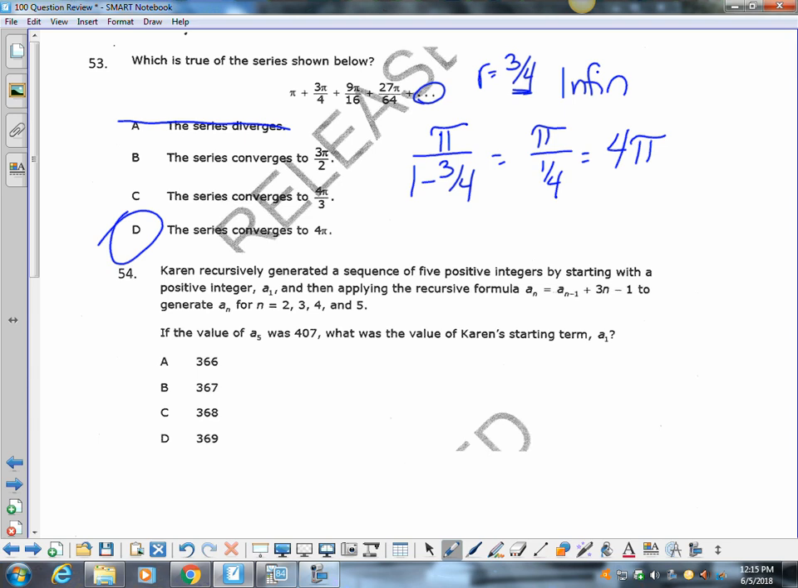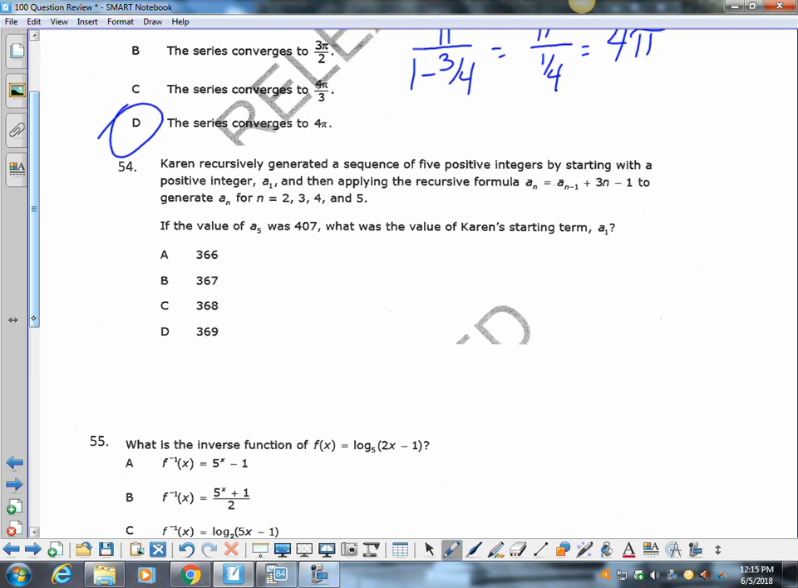Now I'm going to number 54. Okay, this one we struggled with. These recursive formulas. Remember, n is the chair that you're in. A sub n is the person that's in that chair. N minus 1 is the chair before you. And again, n is the chair that you're in.